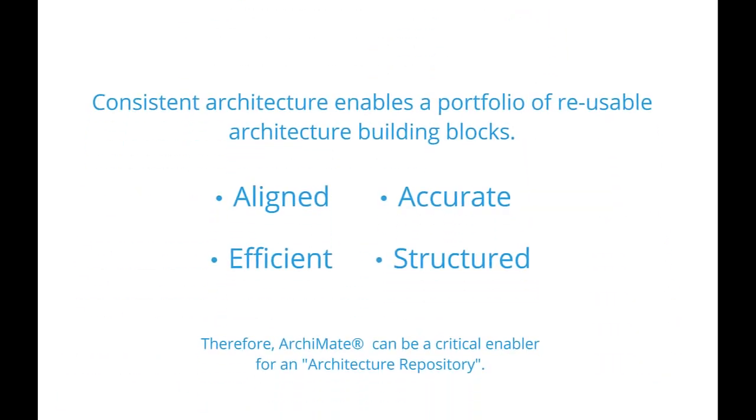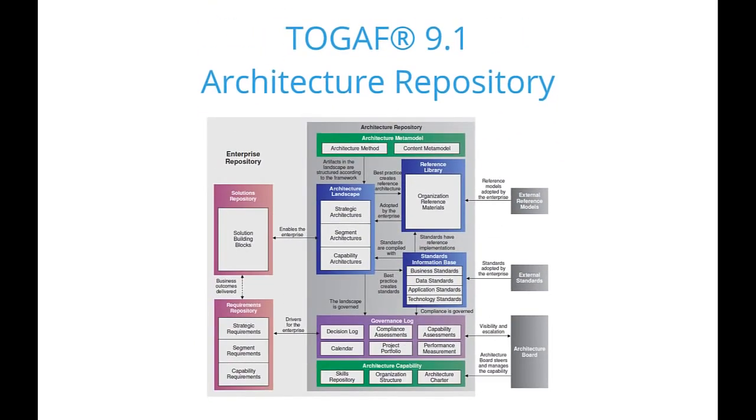It does work. So we can find that we can populate an architecture repository using a consistent architecture meta model. And that allows us to have an aligned architecture that is more accurate, and our work as a team of architects is more efficient and more structured. So Archimate, we believe, can be a critical enabler for an architecture repository for an architecture team.